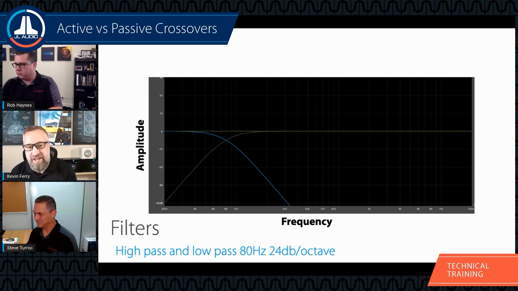Now, here's what Steve was saying earlier when we were talking about how an 80 hertz high pass Linkwitz-Riley and an 80 hertz low pass Linkwitz-Riley at equal amplitude will actually sum flat. So we have our high pass and our low pass, and then the yellow line across the top is our sum of those two filters. And you can see that that sum is completely flat because they are at that same amplitude as one another.